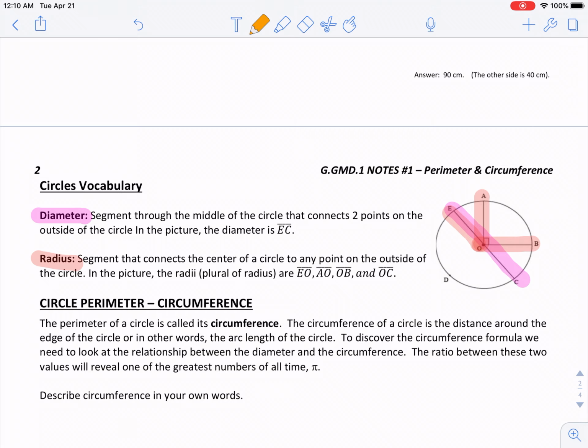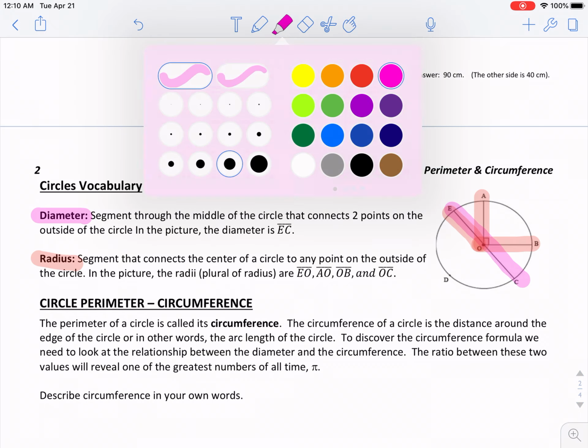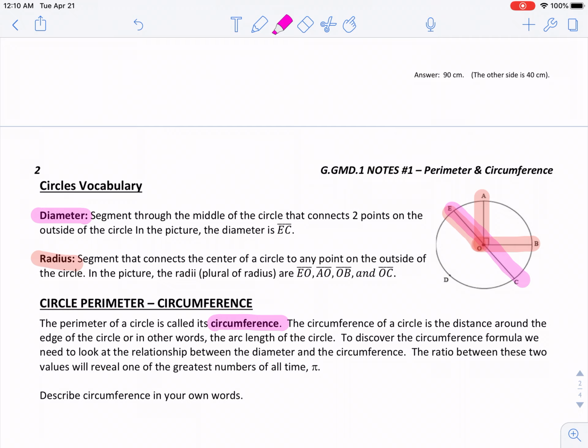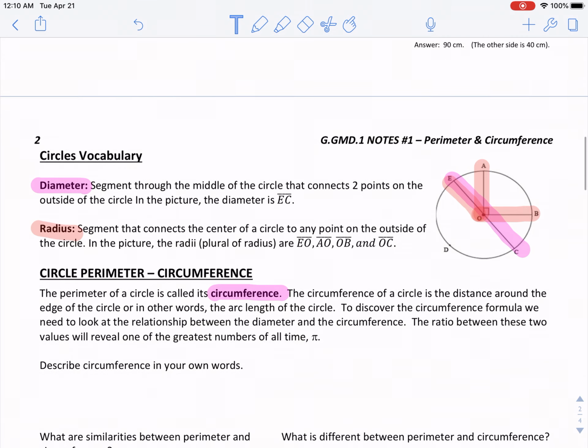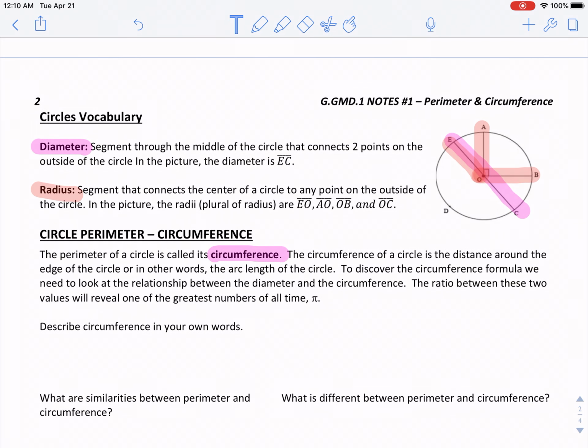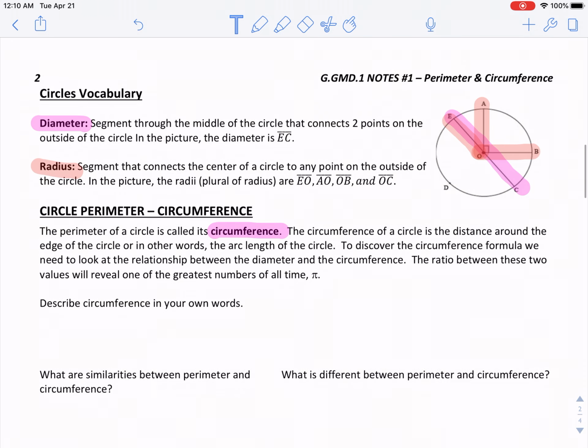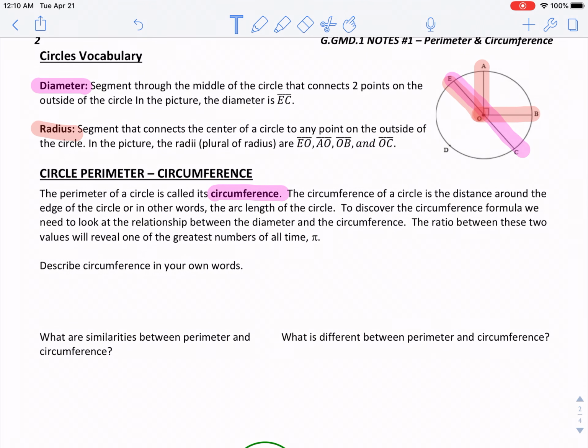All right, the reason we need those is because the perimeter of a circle, or its circumference, depends on our diameter or our radius. Notice once again here, we have described circumference in our own words, similarities between perimeter and circumference, and differences between perimeter and circumference. Take some time, think about those. If you need to, pause the video for a second, but I'm going to keep going.